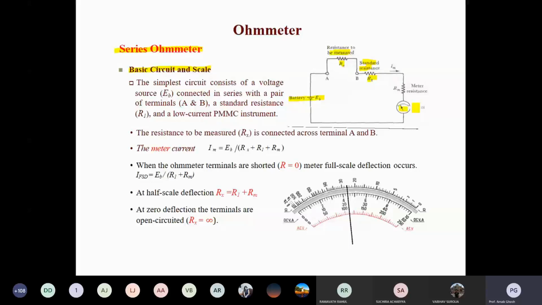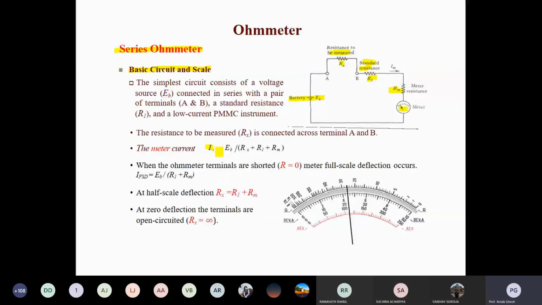If one ammeter is connected in that situation, Rm is the meter resistance, so you directly get the ammeter value. The pointer deflection will be there, meaning you are able to get the value of current. So you know the entire path current, and you have the value of EB, R1 and Rm, but you don't have the value of Rx. So you know that EB equals Rx plus R1 plus Rm into Im. The value of Im will come from the meter, so you can substitute the value of Im.